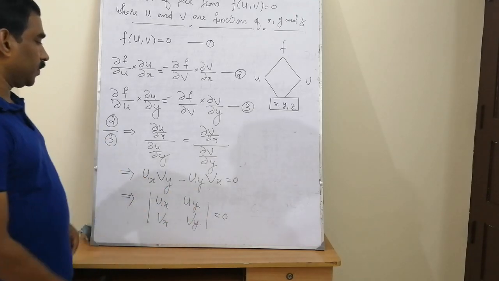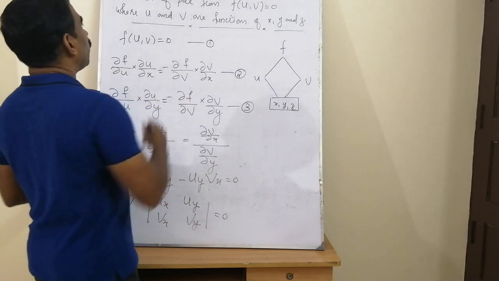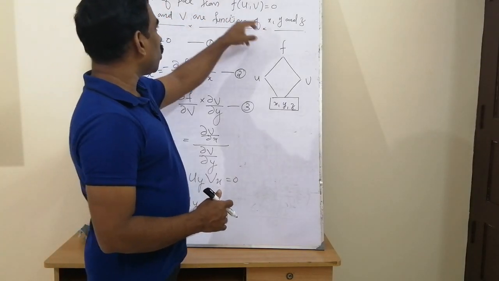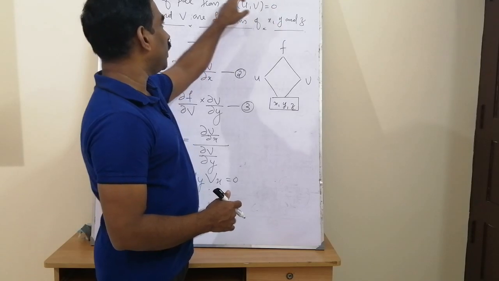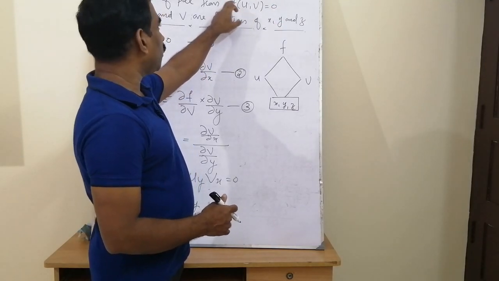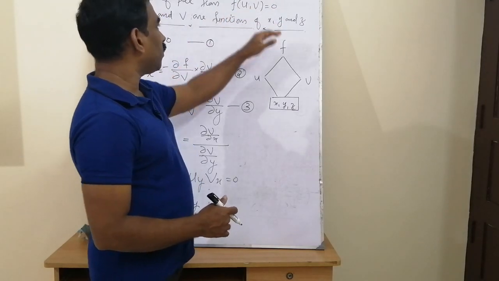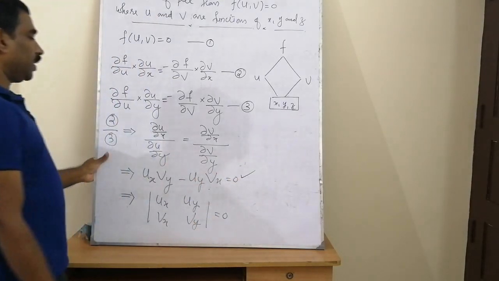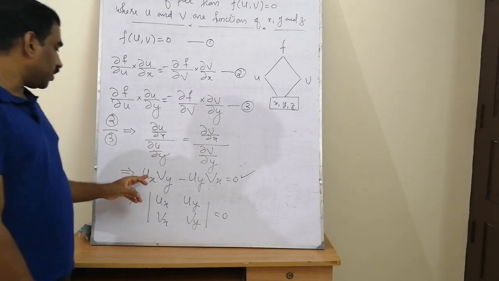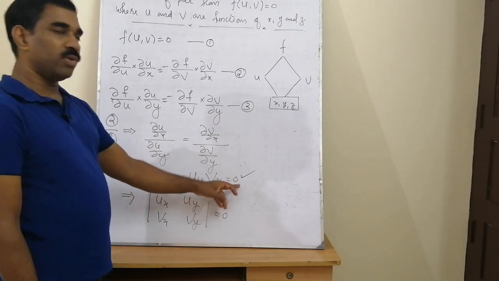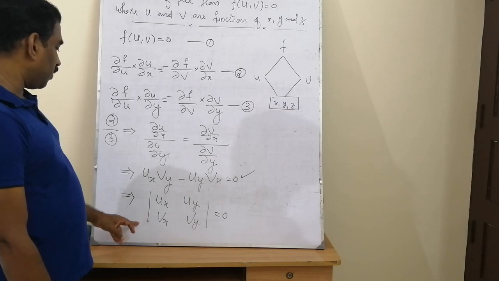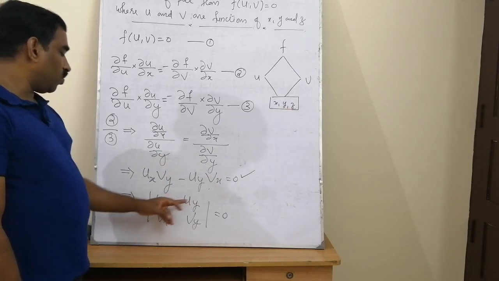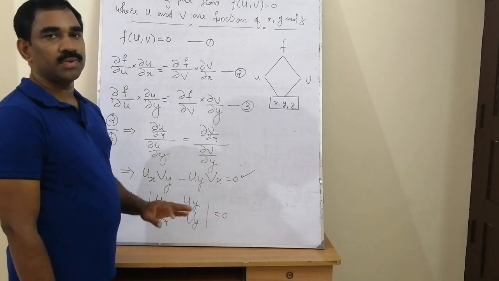Both are identical. So for solving these types of problems, that means formation of a partial differential equation from an expression of the form f of u, v equal to 0, where f is an arbitrary function and u and v are functions of x, y, z, it is better to remember this formula. The eliminant PDE will be in the format ux vy minus uy vx equal to 0, or remember this equation, the determinant ux uy vx vy is equal to 0.